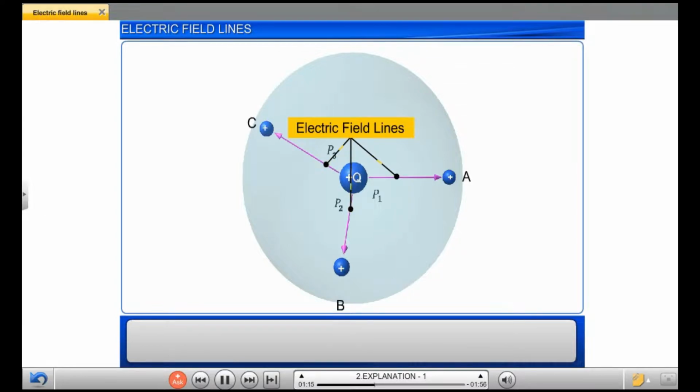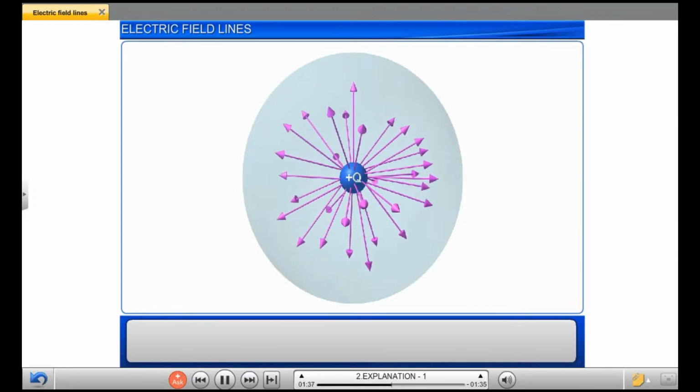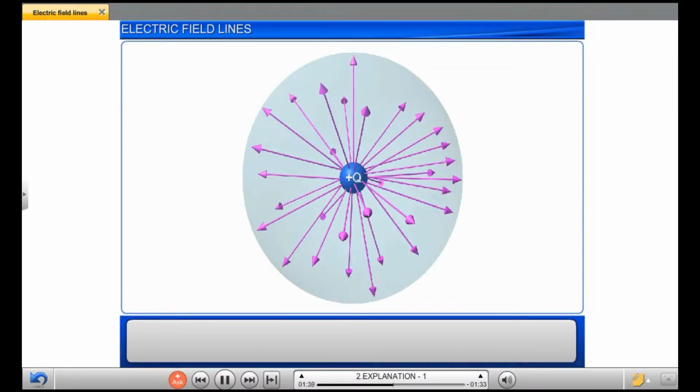In fact, the electric field lines follow the same direction as the electric field vector at any point in the electric field, as any electric field line is the path followed by a unit positive charge in an electric field. If we draw all the electric field lines for the electric field of the given source charge Q, the electric field lines appear as shown.